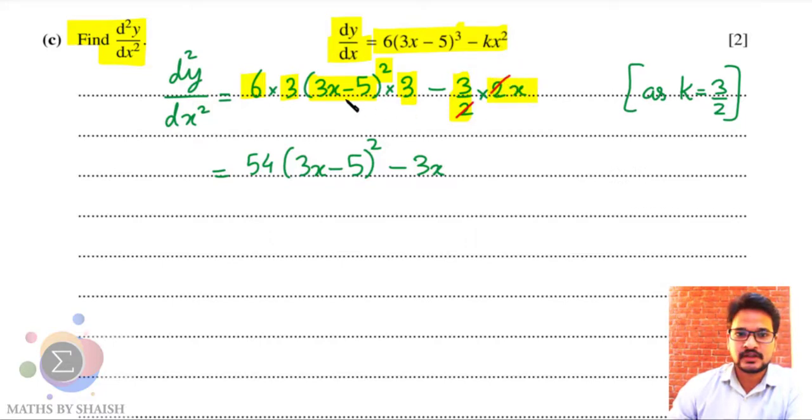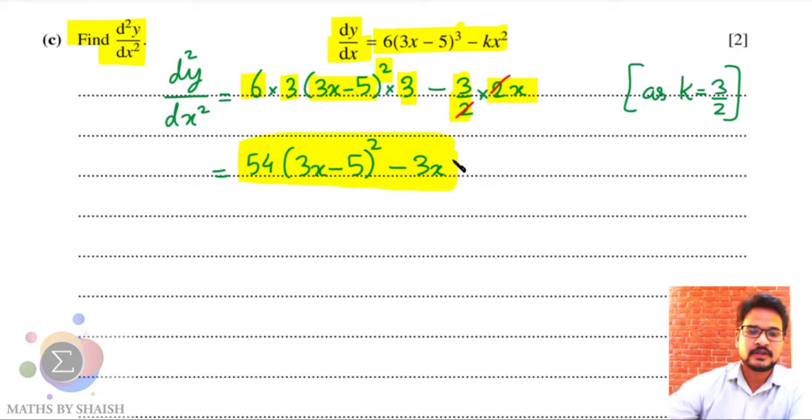So we can cancel these two. 6 times 3 is 18, times 3 is 54, and (3x minus 5) whole square, minus 3x. That's the d2y over dx square, the double differentiation, the second derivative.